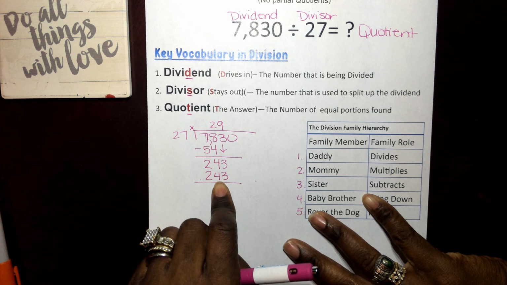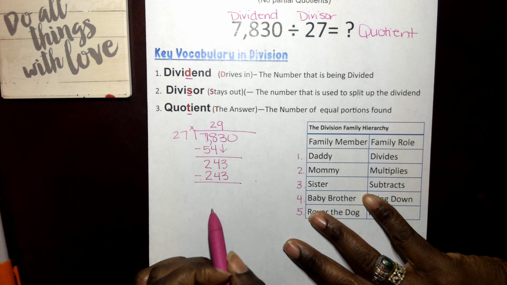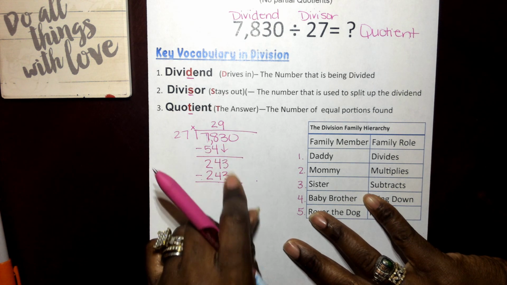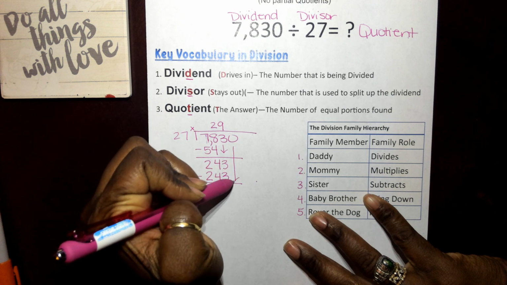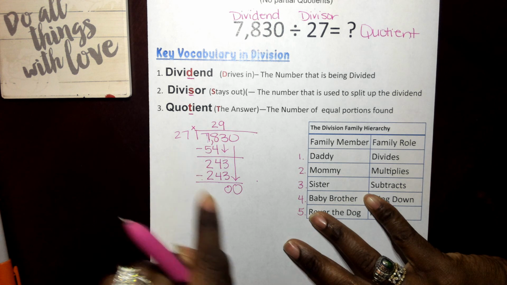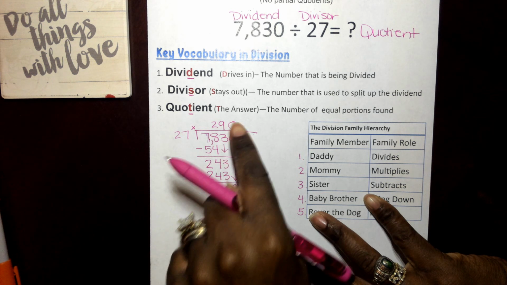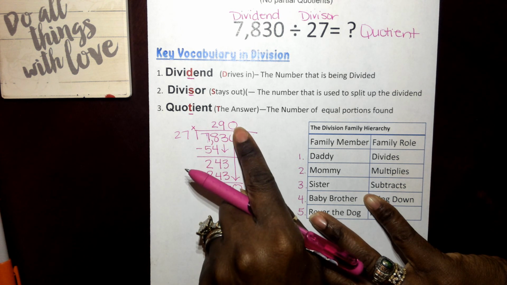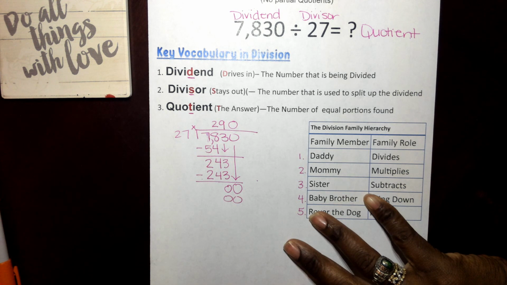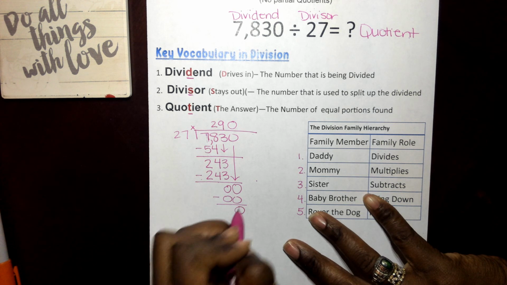So that was our multiplication. And now remember, we go back to subtraction. So 243 from 243 gives me 0. And then the baby brother, because there's still a number left, we've got to bring that number down. And now we're trying to find out, how many groups of 27 are inside of 0? Of course, that number is 0. And then when we go back to multiplying, we find that 0 times 27 is 0. And then we subtract 0 from 0, which gives us 0 down here.